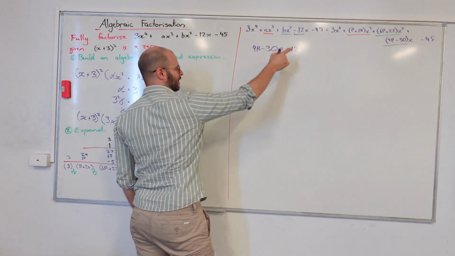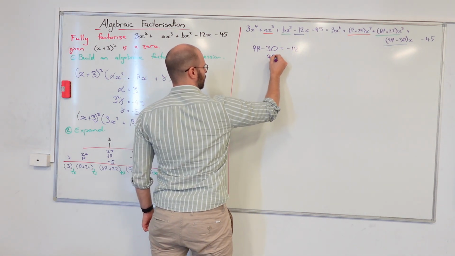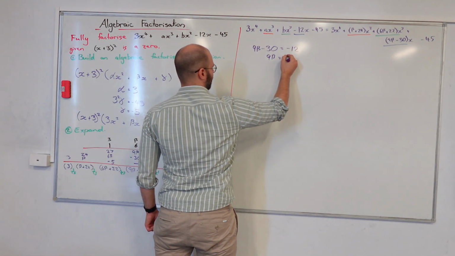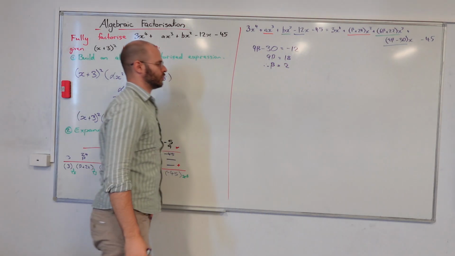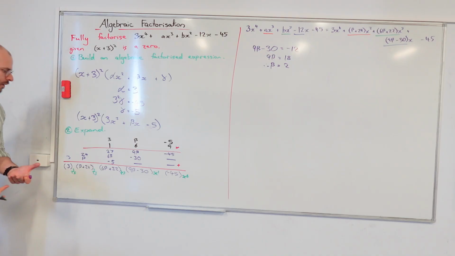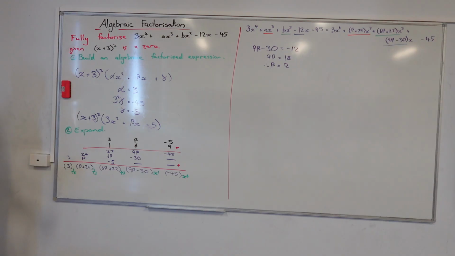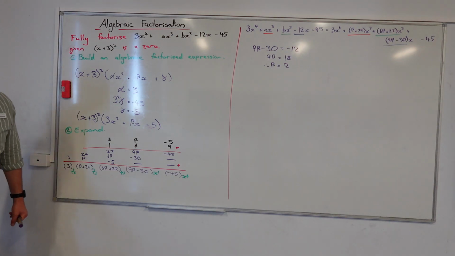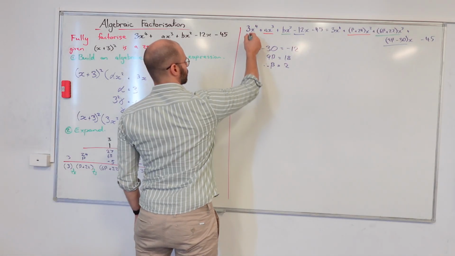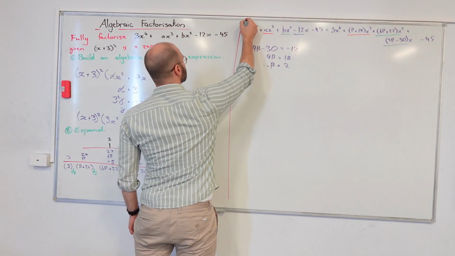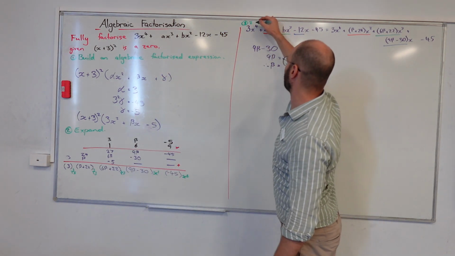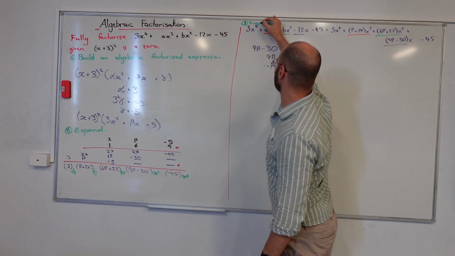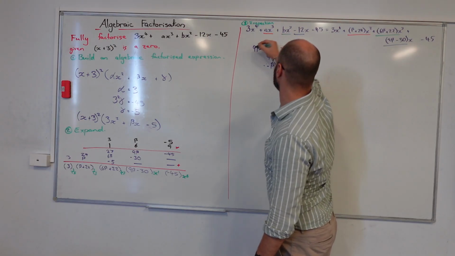Solving this, add 30 to both sides. This is going to give us 18. Divide by 9, beta equals 2. Alright, do we need to go any further? Or could we factorize this from here? Remember, the question's asking us to fully factorize. Do we need to find any unknowns, or can we factorize from here?